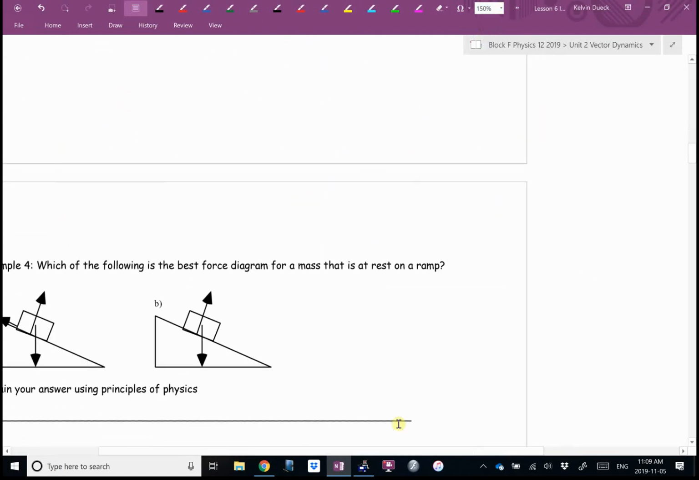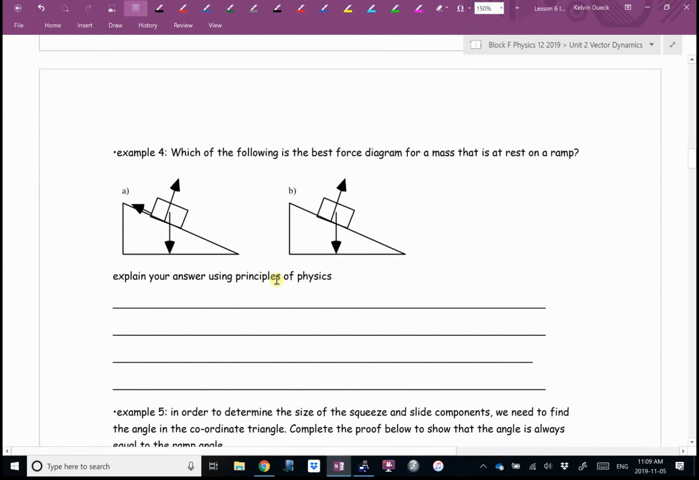Next page. So, which is the best free body diagram for a mass that is at rest on a ramp? A or B? B. Well, the good news is one of you is right. The answer is either A or B. Why is B impossible to be at rest? Because if you break gravity up into its components, you have an unbalanced force down the ramp. That cannot be at rest.